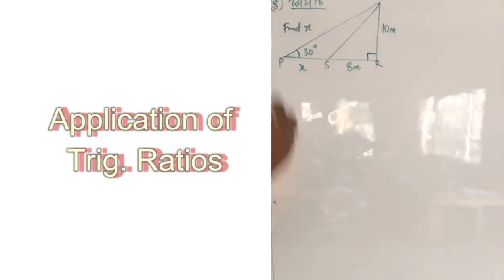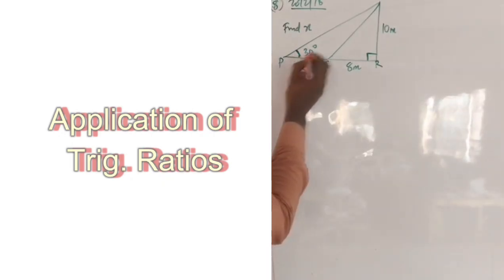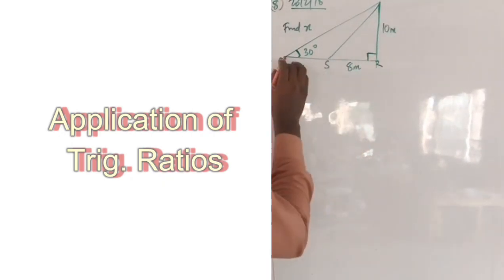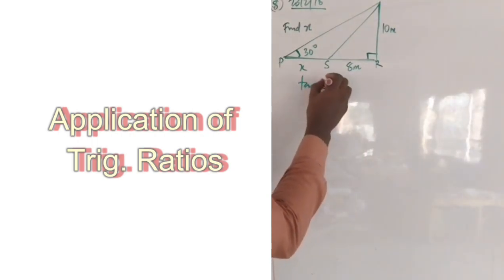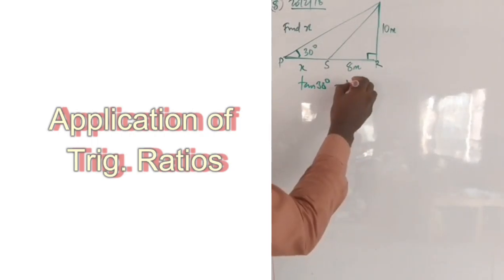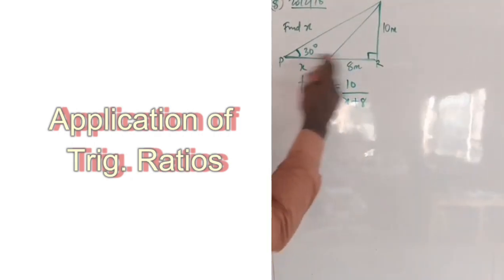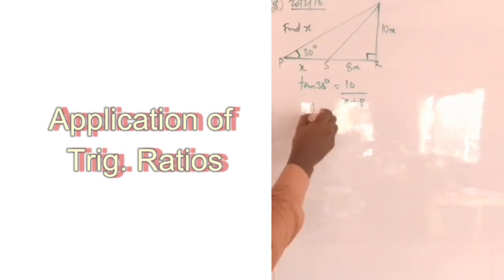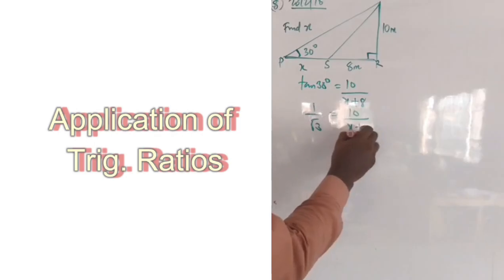PQR. So, this 30 is the angle facing this side. So this is the opposite, and this is what? Adjacent. So tan 30 equals to, what is the opposite? What is the adjacent? This plus this. Tan 30 is what? 1 over root 3 equals to 10 over x plus 8.